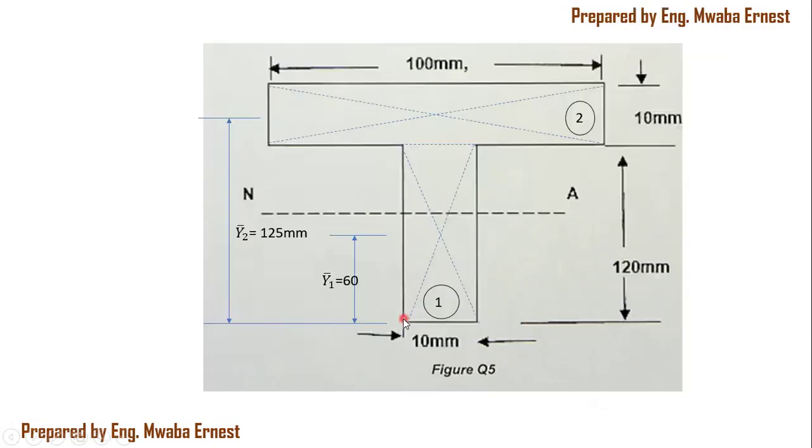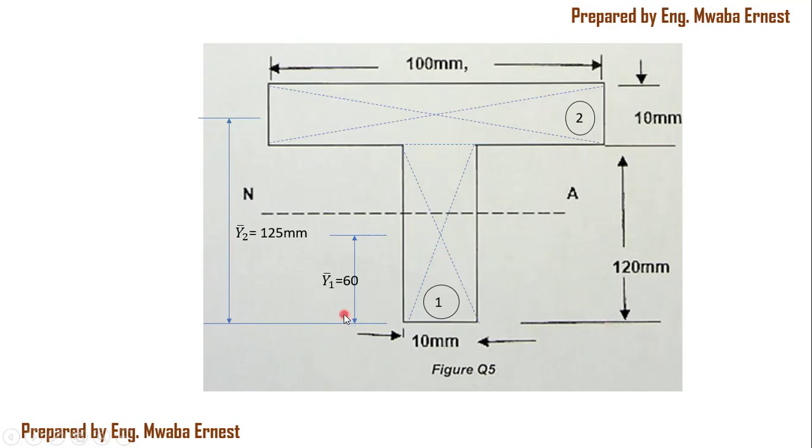So what are we going to do? We are going to divide this into segments. Segment number 1 is this one cutting the bottom part of the T section. Dimensions of portion 1: 120 millimeters by 10 millimeters in thickness. Portion number 2: 10 millimeters by 100. So combined, you have now these two portions there.